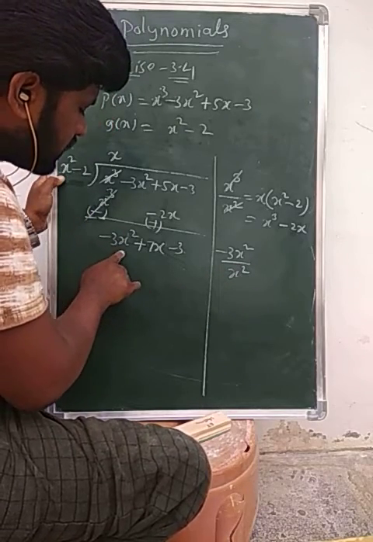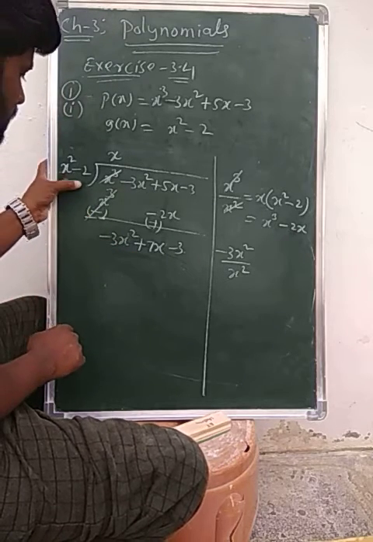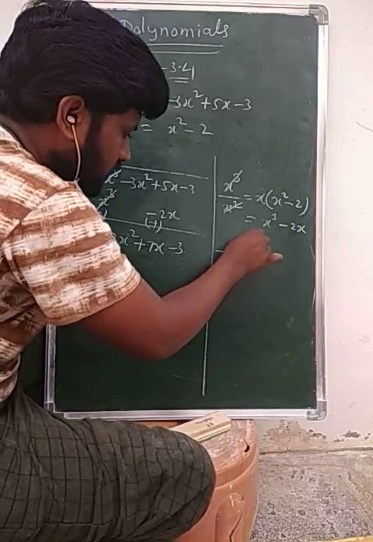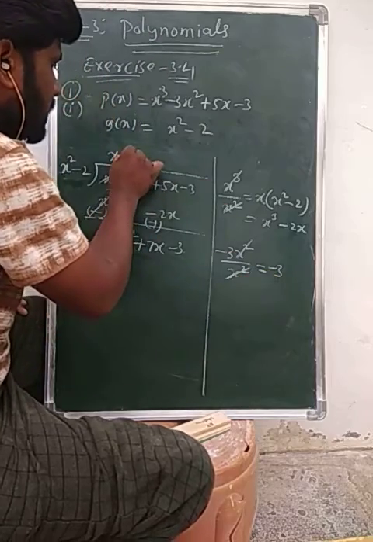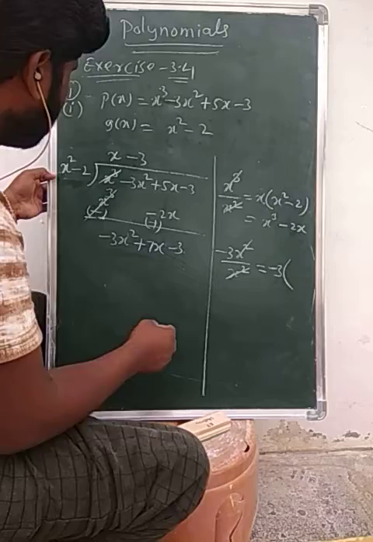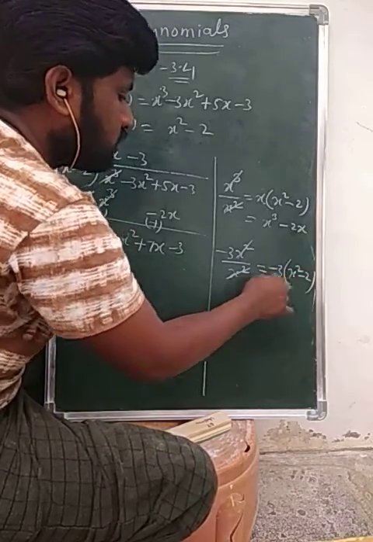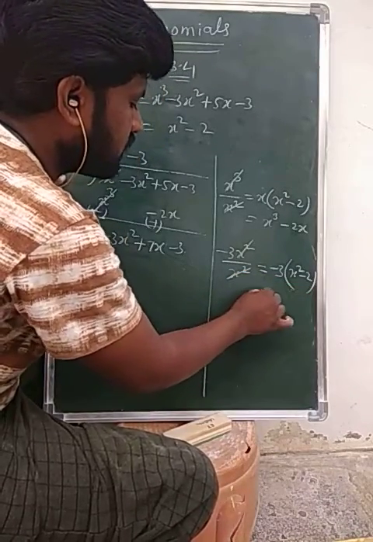In this highest degree term, that is minus 3x square, I am dividing with the highest degree term in the divisor, that is x square. X square cancels, so we get minus 3 here. I am writing minus 3 here, and again you multiply the divisor, that is x square minus 2, with minus 3, that is minus 3 into x square minus 2.